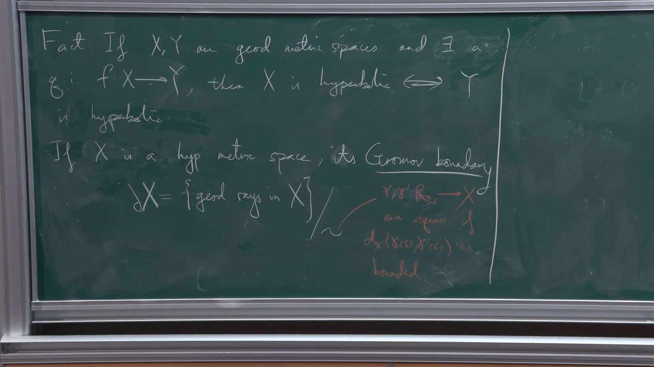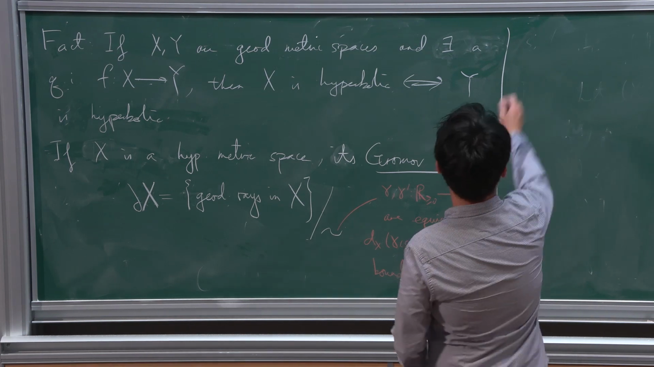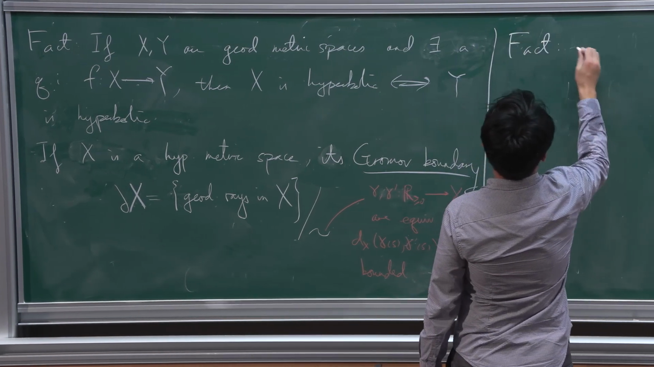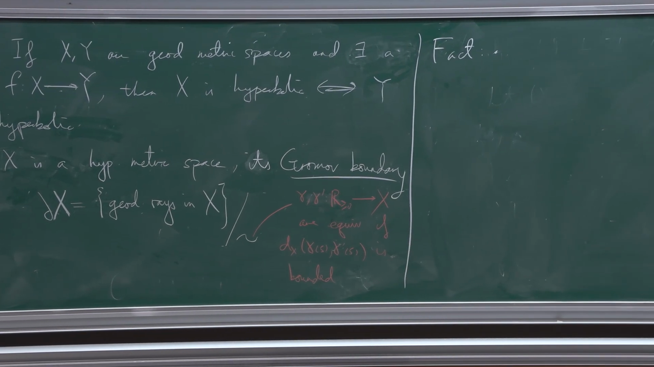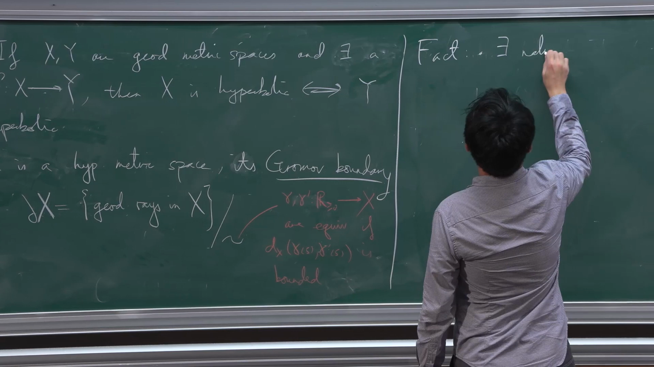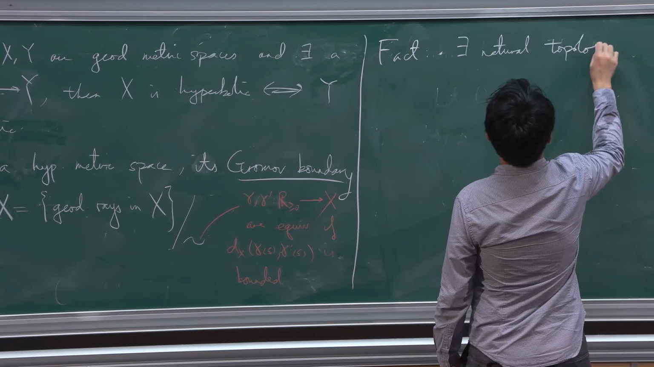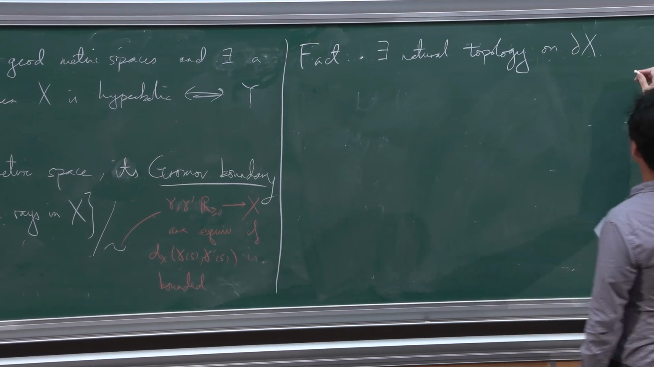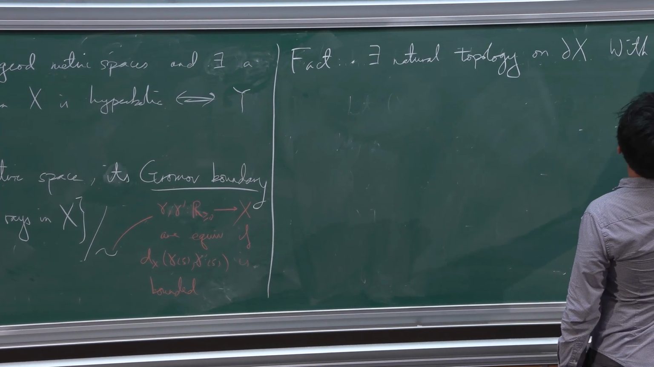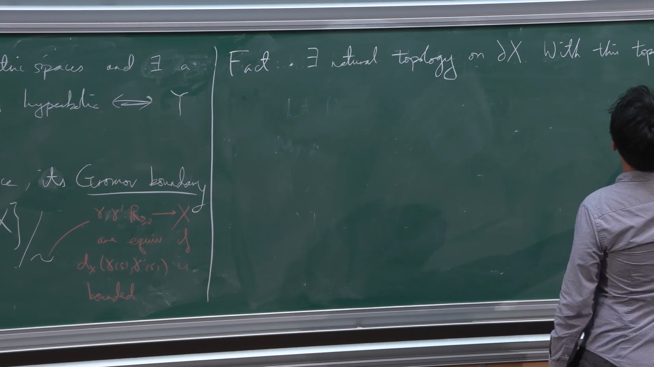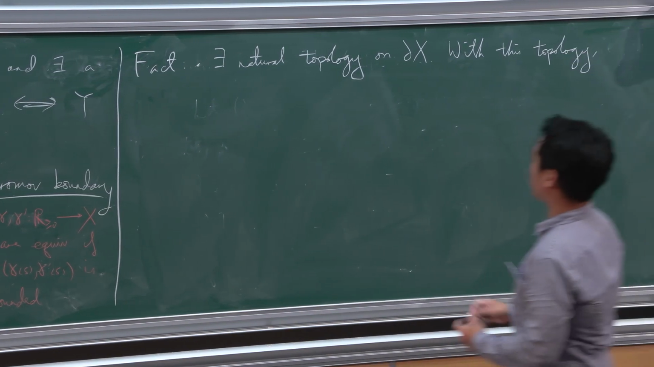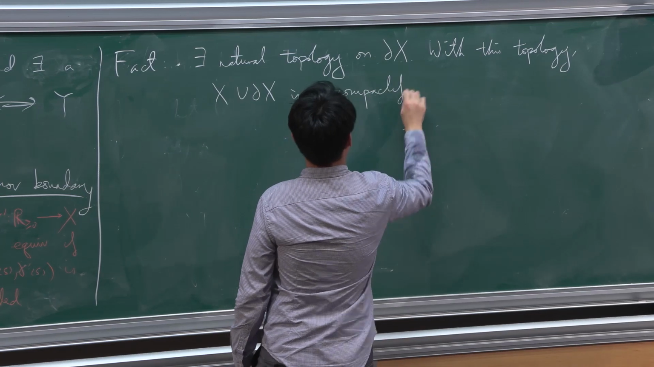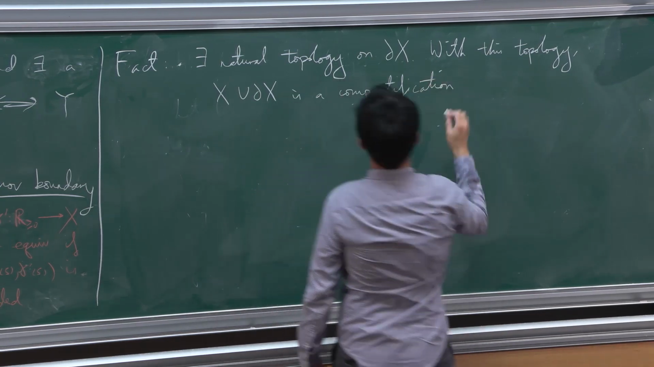When it comes to groups, then it becomes important later. Then also for these spaces, you can topologize this. So here's a fact. First fact is there exists a natural topology on the boundary of X, and with this topology, X union the boundary of X is a compactification of X.